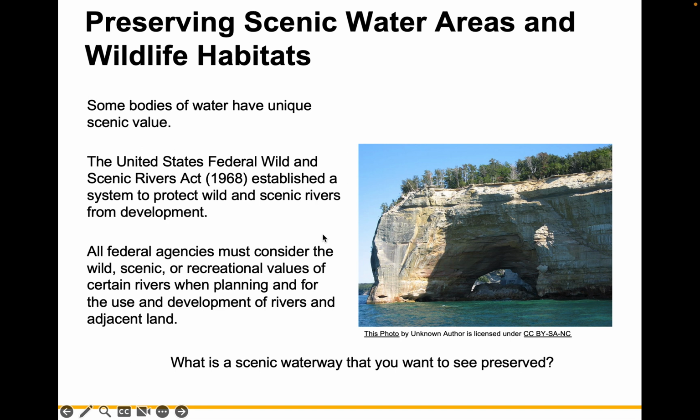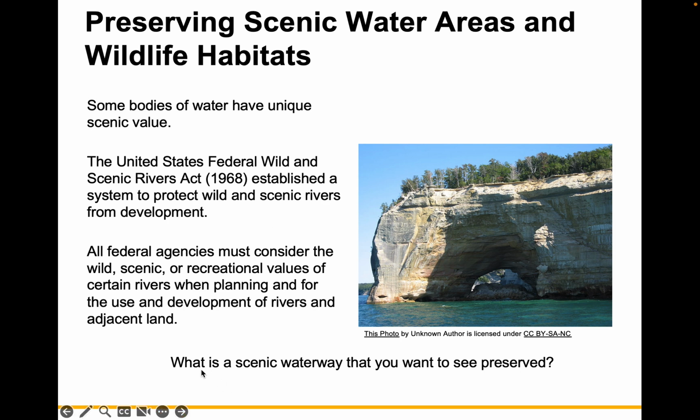All right, preserving scenic water areas and wildlife habitats. Some bodies of water have unique scenic value. The United States Federal Wild and Scenic Rivers Act of 1968 established a system to protect wild and scenic rivers from development. All federal agencies must consider the wild, scenic, and recreational values of certain rivers when planning and the development of rivers and adjacent land.